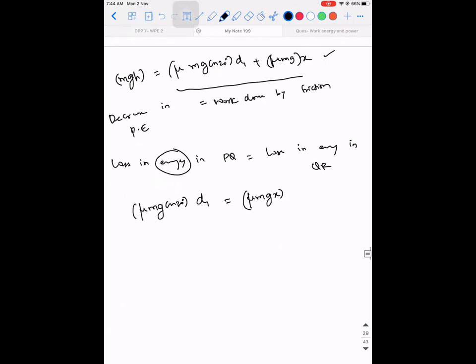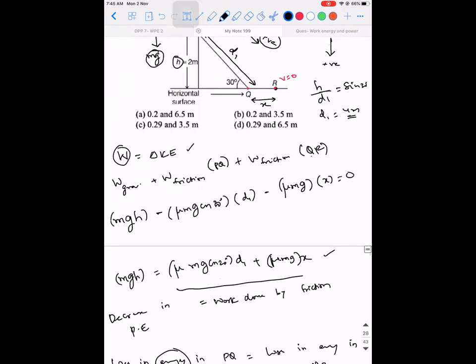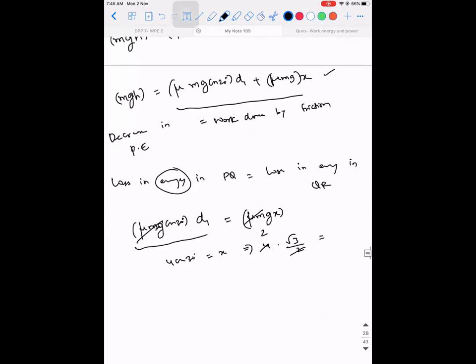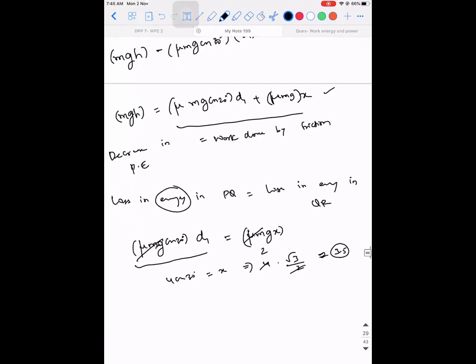So if you substitute 4 meter here, mu mg and mu mg will go. So 4 times cos 30 is equal to x. What is the value of cos 30 guys? Root 3 by 2. This and this will get cancelled, 2 times 1.7, it is 3 point something. So 3.5, there are two options. We need to find the coefficient of friction. It's approximately 3.5. So take this and substitute it here. You can get the value of mu.